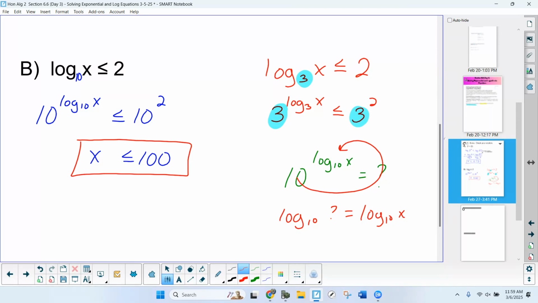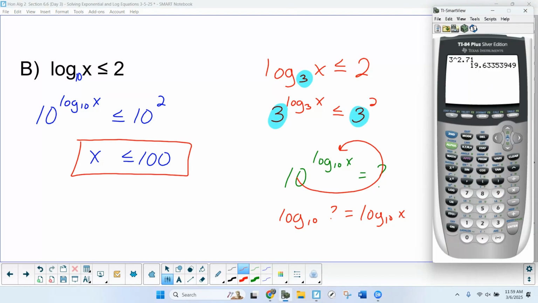I could check it. Okay, it says x has to be a number less than or equal to 100. So what is the log of 100? Is that less than or equal to 2? Pick a number less than 100. 80? Log of 80? Is that less than 2? I heard log of 1. Is that less than 2? Yeah. Okay. Questions?